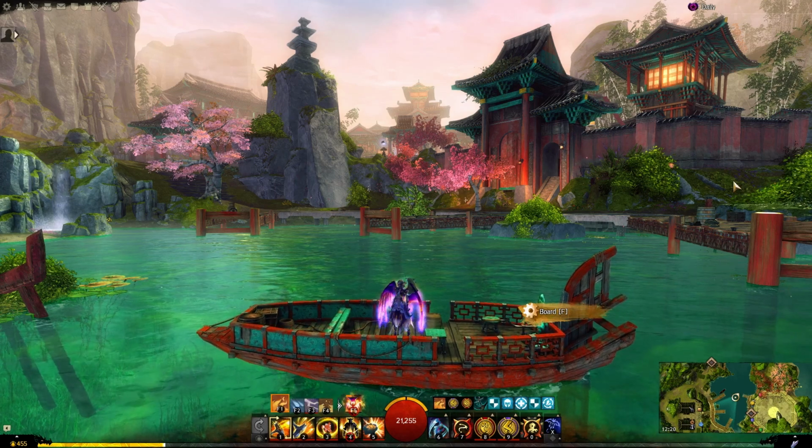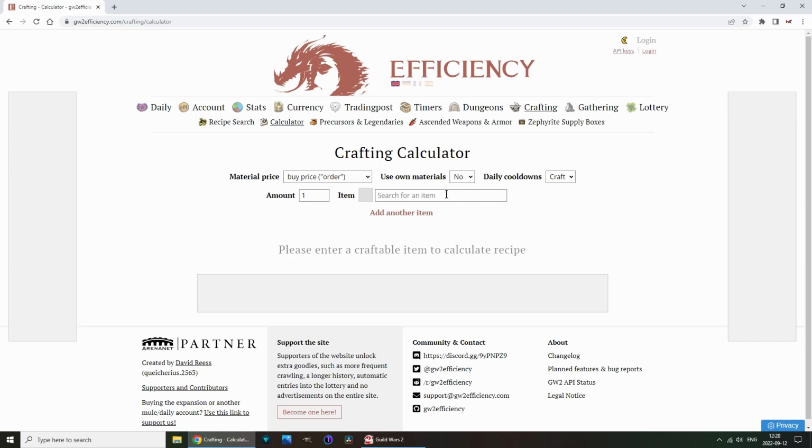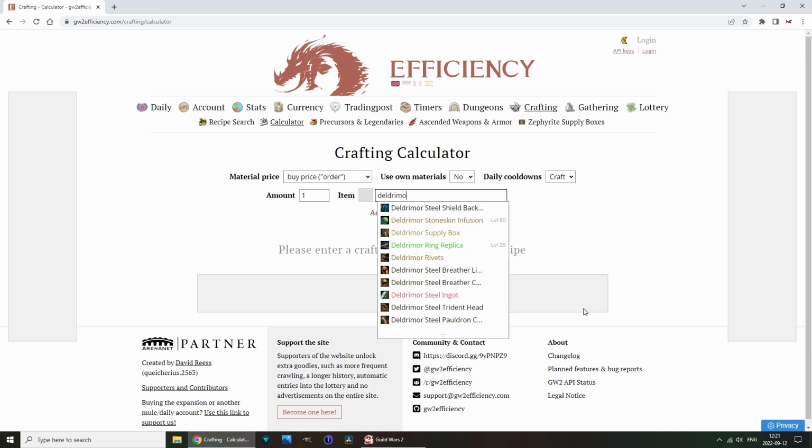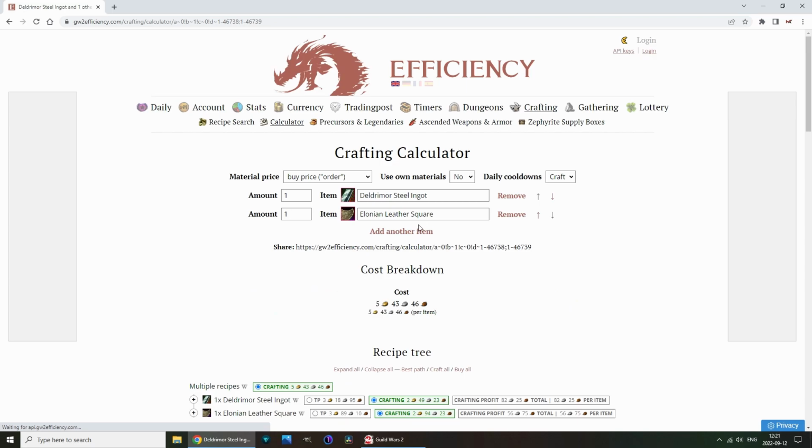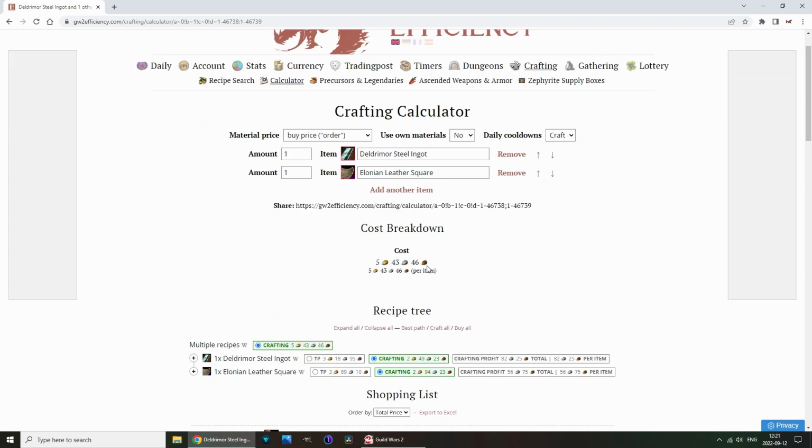Yeah, and let's take a peek at the actual tip. This is the GW2efficiency website. Loads of useful stuff here. But recently I was using mainly a crafting calculator, and two items I am crafting almost each day are Deldrimor steel ingot, I believe, and Elonian leather square. I was looking at which one is more profitable, or let's say more pricey. So in this case, the ingot is more profitable to craft. We can change this to instant buy. Even so, it is still more profitable.